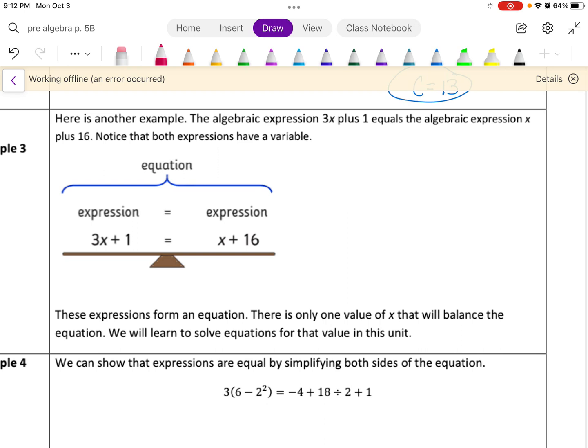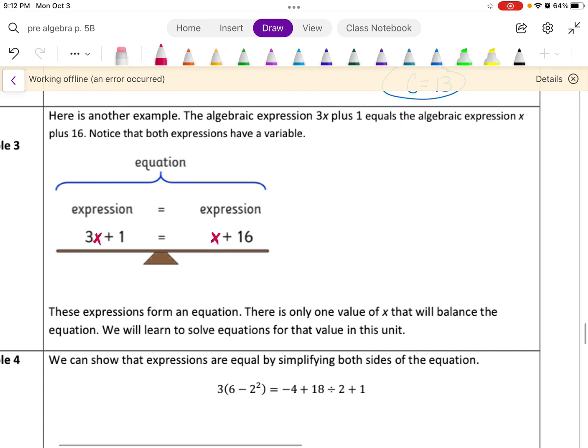So here's another example. The algebraic expression 3x plus 1 equals the algebraic expression x plus 16. Now both sides have a variable and they both have an x. So this needs to be the same number. So 3 times something plus 1 is equal to that same unknown number plus 16. Okay? So these expressions form an equation. There's only one value of x that will balance this equation. There's just one value. We will learn to solve equations for that value in this unit. Okay?